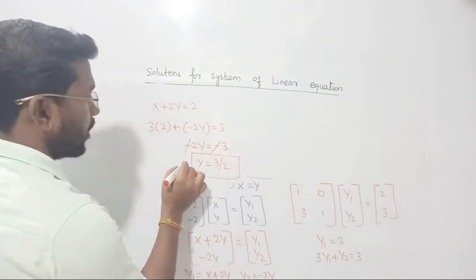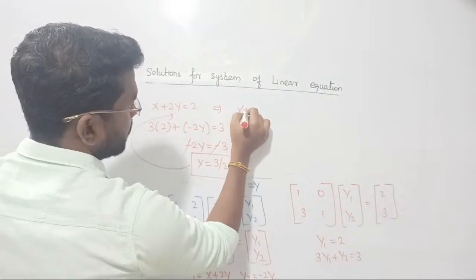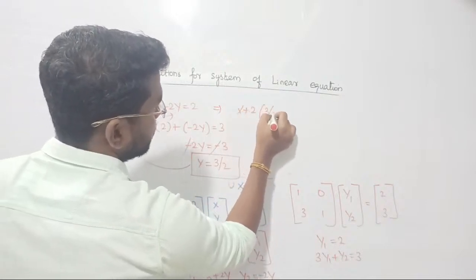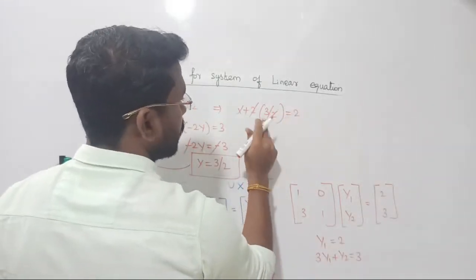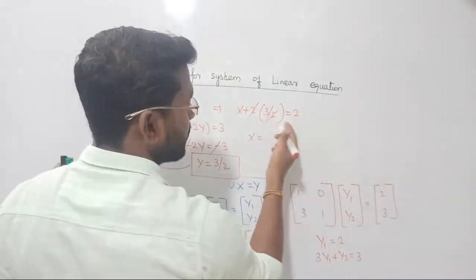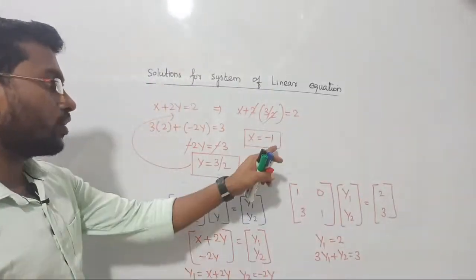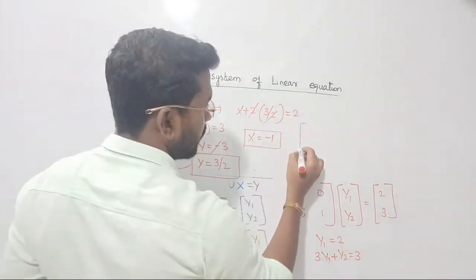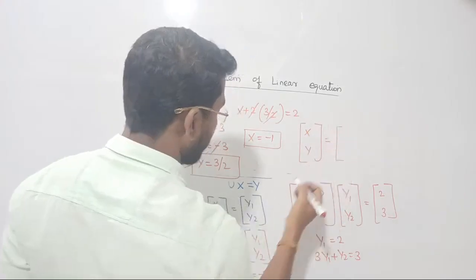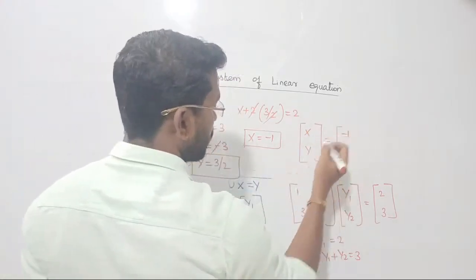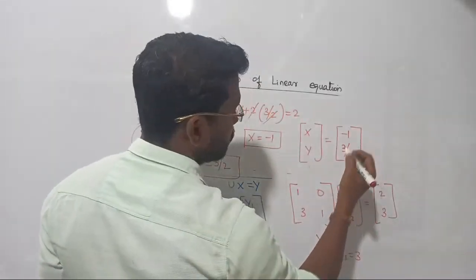Yes, we got the value for y. Once you get the value of y, automatically you can also get the value for x. So what value will x have? x plus 2 into value of y, that is 3 by 2, 2 getting cancel, equal to 2. Automatically x equal to, here there is 3, on the other side 2, 2 minus 3 will give you minus 1. What is the answer? x equal to minus 1, y is equal to 3 by 2. So the variables x and y, its corresponding solutions are, simply we can say the value of x is minus 1 and the value of y is 3 by 2.